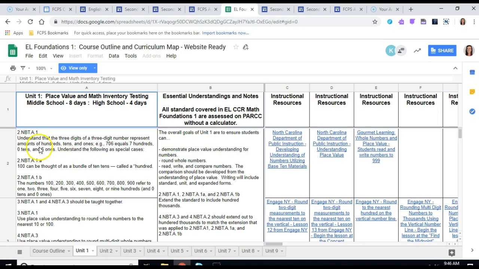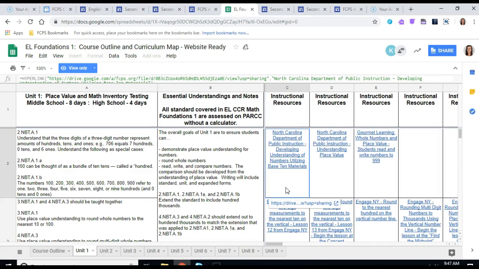To get us started, I'm going to use this example from ELMF Foundations 1, the very first lesson, 2 NBT A1. That standard number tells you where you can go in Curriculum Now to find additional resources. For example, 2 NBT A1 would indicate that this is a second grade standard, 3 NBT A1 would be a third grade, and 4 NBT a fourth grade standard. Let's start with 2 NBT A1.